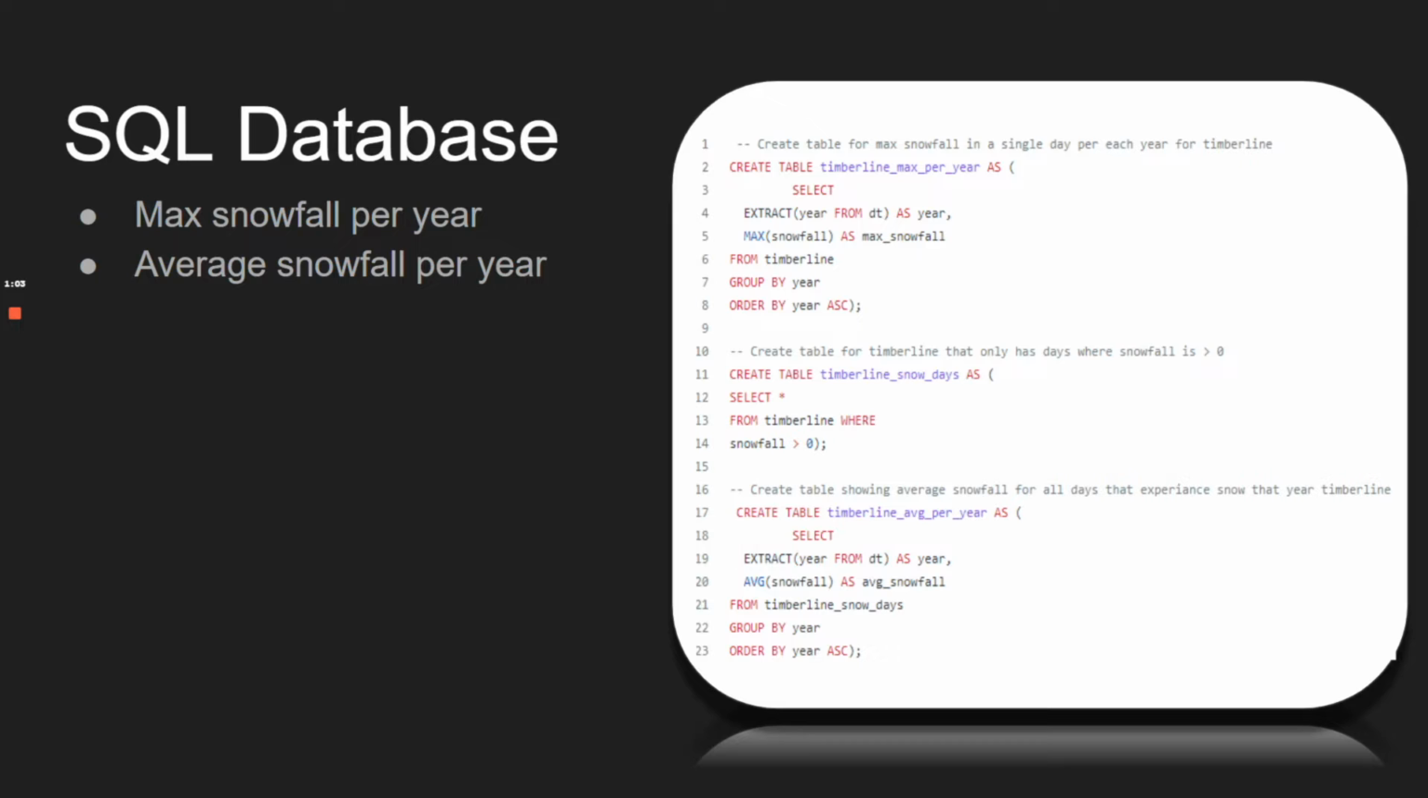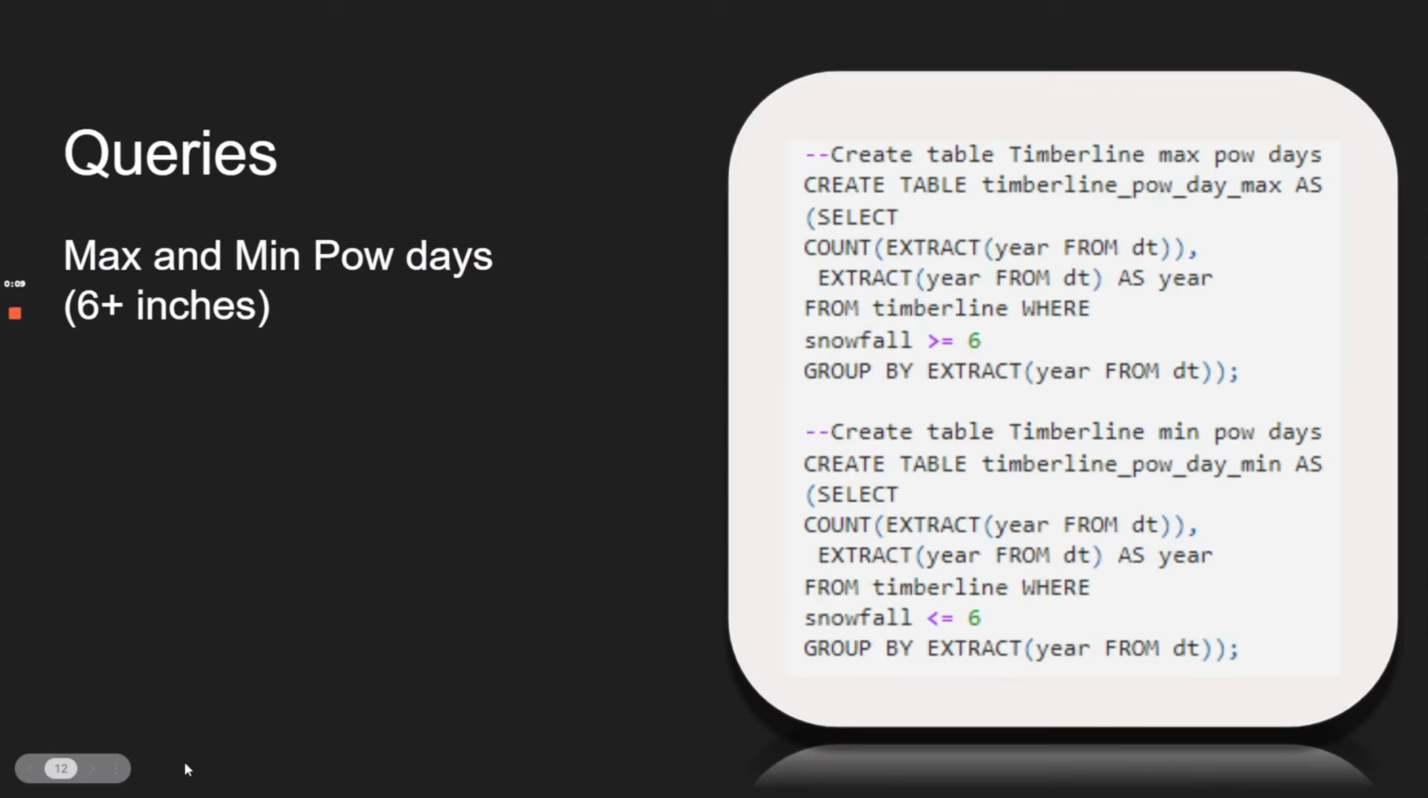Some of our questions are max snowfall per year, average snowfall per year, and snowfall greater than 0. Other queries are max and min POW days over 6 or under 6 inches. Using the count and extract clause to return data after grouping by year, setting the max greater than 6 and the min less than 6, doing so for both tables.